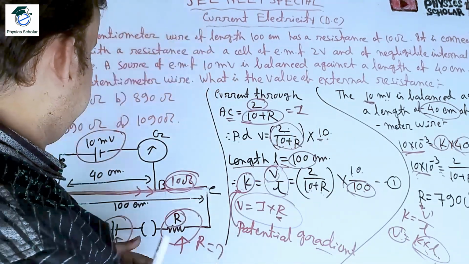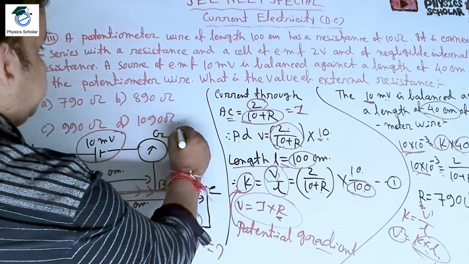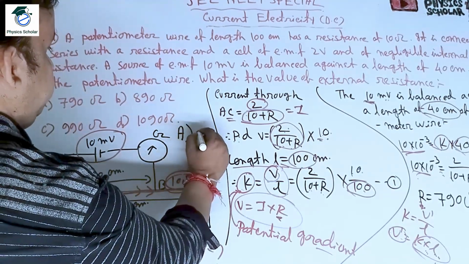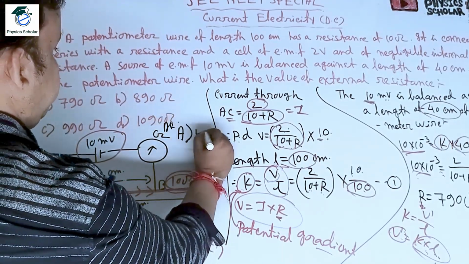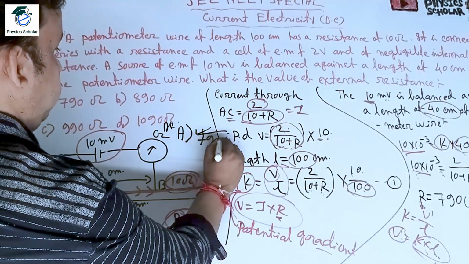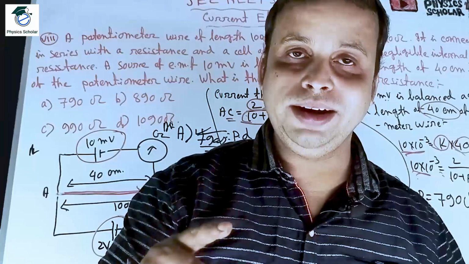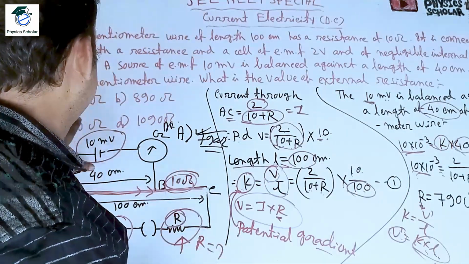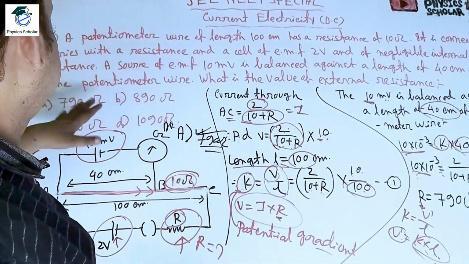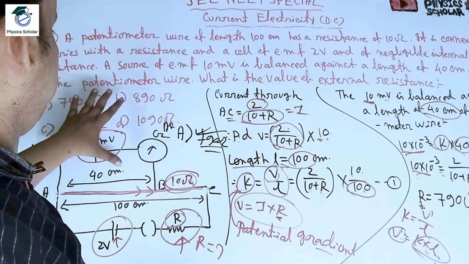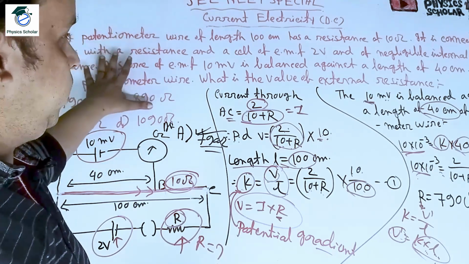Clear? So which option number is correct? Option number A will be correct. 790 ohms. Clear? So very easy. This type of sums already we have done, one in this episode only. If you can remember, it was problem number 4. We have done this. Again in problem number 8, a little bit different.